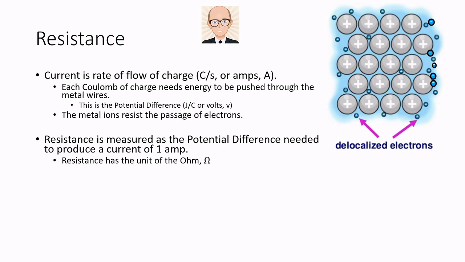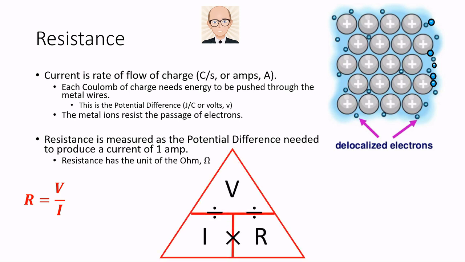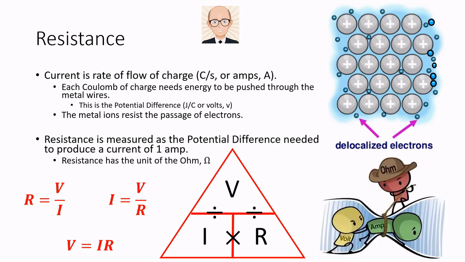The equation to calculate resistance can be written as resistance equals potential difference divided by current. The formula triangle here may help us rearrange the equation to make current equals potential difference divided by resistance, and potential difference equal to current multiplied by resistance. The resistance can be thought of as the restriction of current, measured in terms of the potential difference needed to produce a 1 amp current.